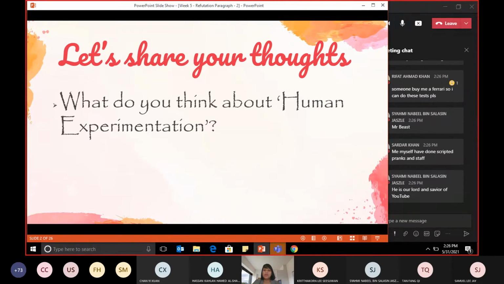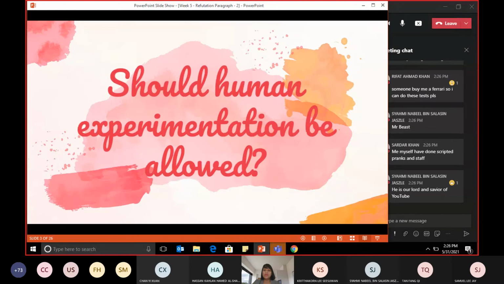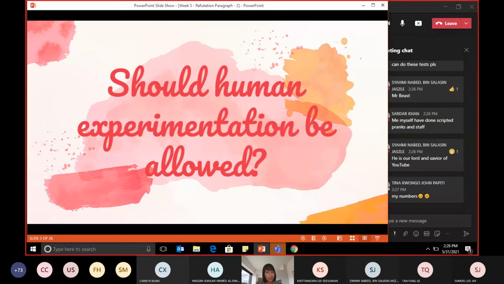Okay, all right. So let's say this is my topic. Should human experimentation be allowed? What do you think? I believe it should not be allowed. It can be allowed, but the researchers must determine and state clearly the process, the effects, and also the information required before they conduct the study.